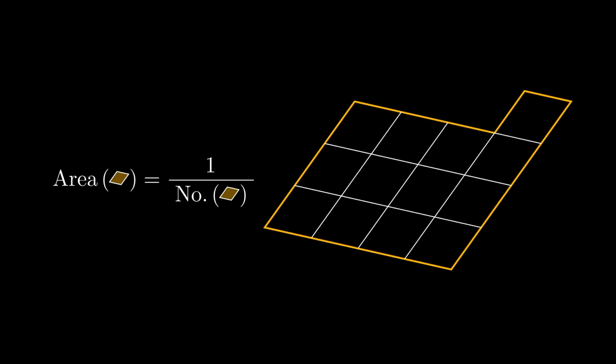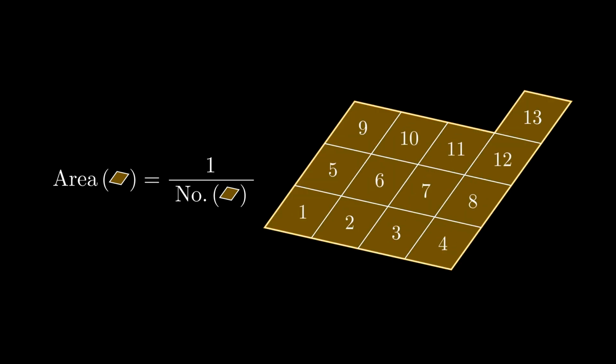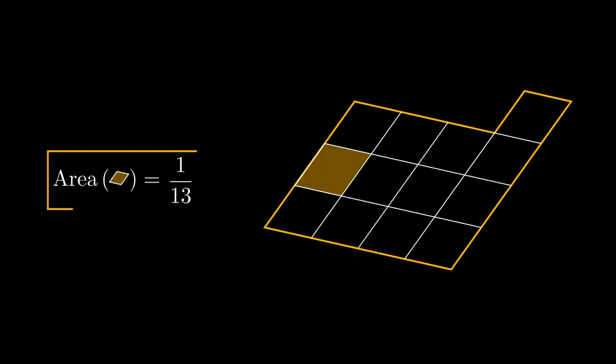And how many small parallelograms do we have? 13 of them. So the area of each one of these is equal to 1 by 13 square units.